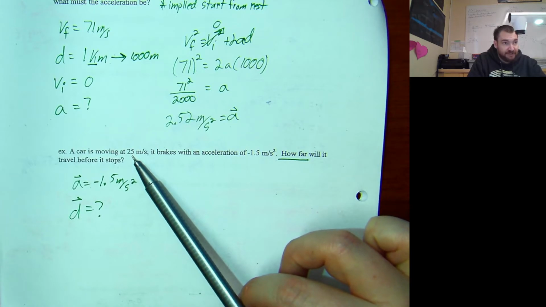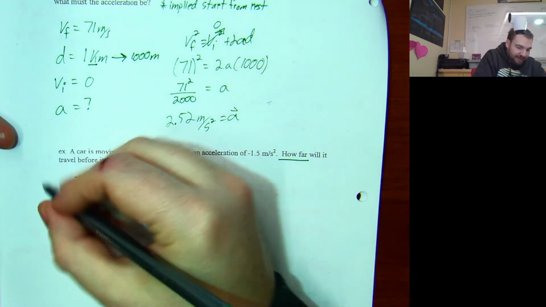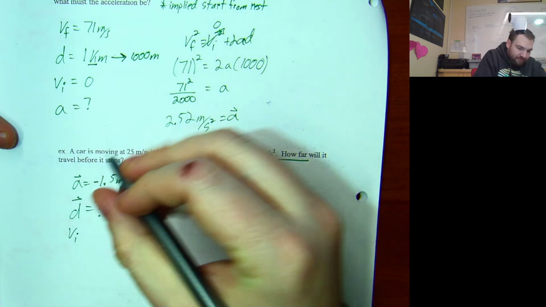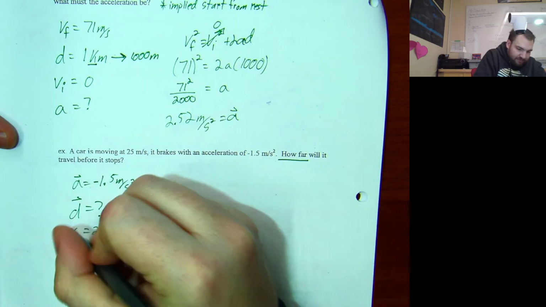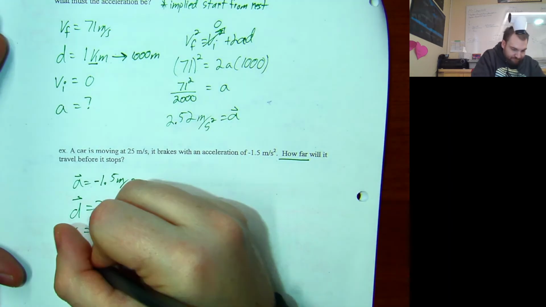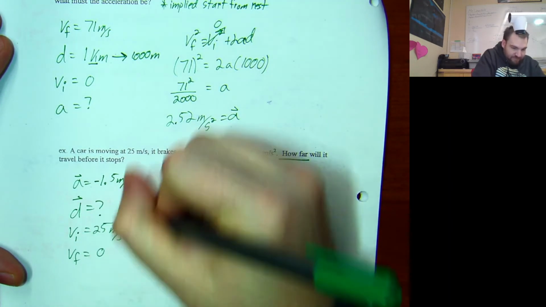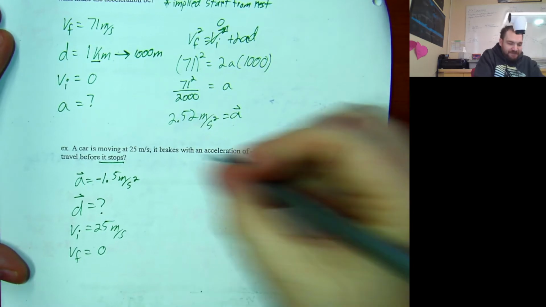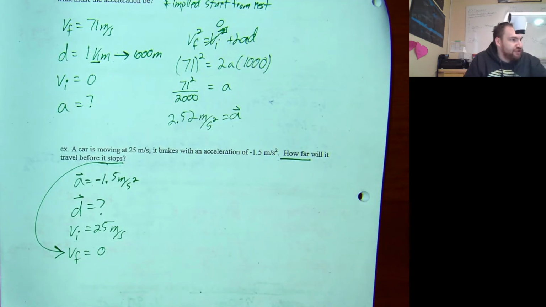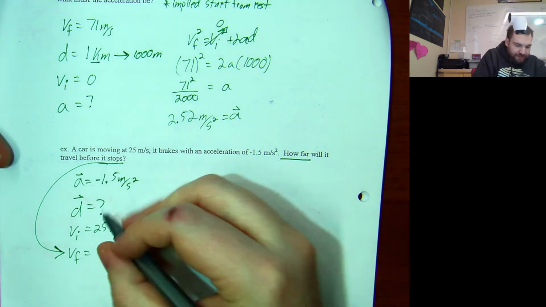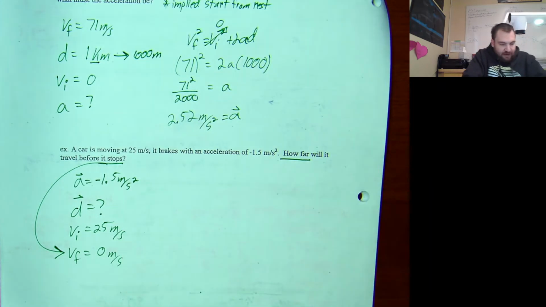That's my VI. Connor, is that what you're going to say too? That's my VI. The VF is 0 because the vehicle stops. It is reasonable to assume that a stopped vehicle is not moving: 0 meters per second.